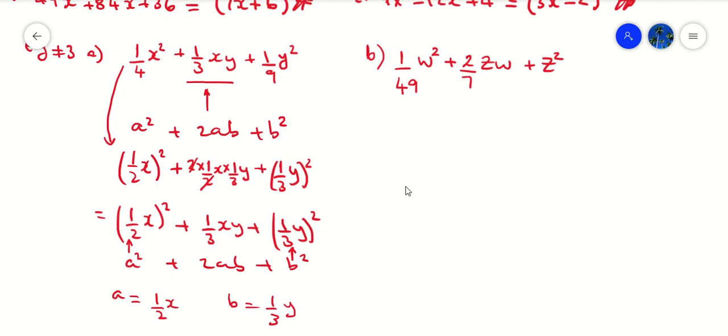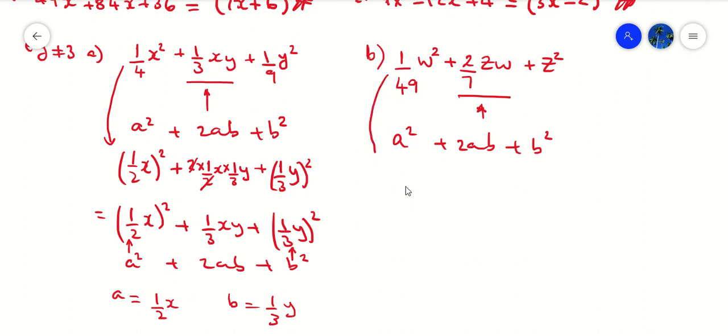Part B, we've been given 1 over 49 y square plus 2 over 7 zy plus z square. Again, it has two variables, but don't worry about two variables for now. We just use perfect square and everything will fall into place. So if we rewrite this, it will be (a plus b) whole square. The reason for that is this middle term has a positive sign, so we can compare this with a square plus 2ab plus b square.